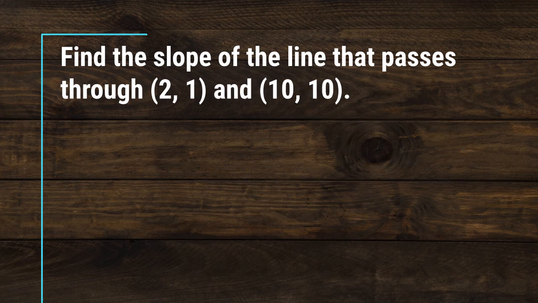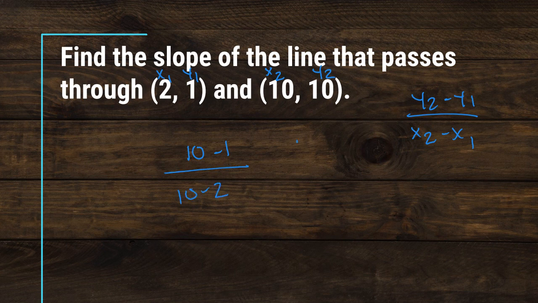And the last one on your row, find the slope of the line that passes through the points (2, 1) and (10, 10). So again, you do your y2 minus y1 over x2 minus x1, and if we label our points, we have x1, y1, x2, y2. So we should have 10 minus 1 on top and 10 minus 2 on bottom. 10 minus 1 is 9, 10 minus 2 is 8, so the slope of our line is 9 over 8.